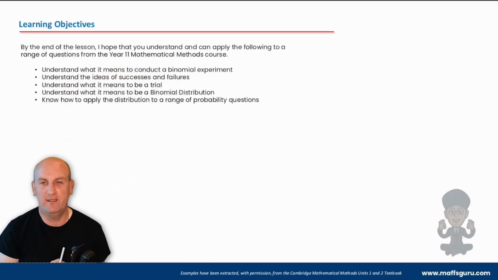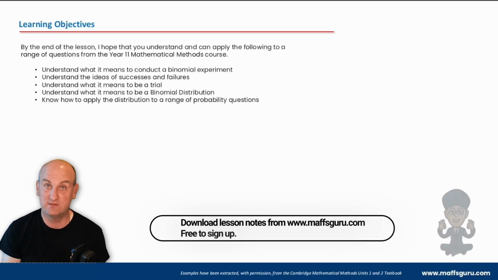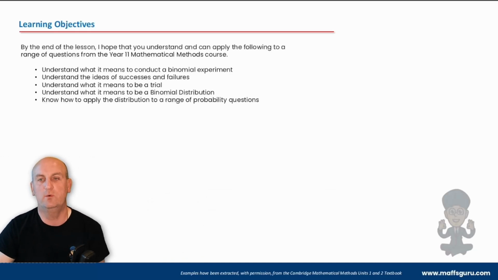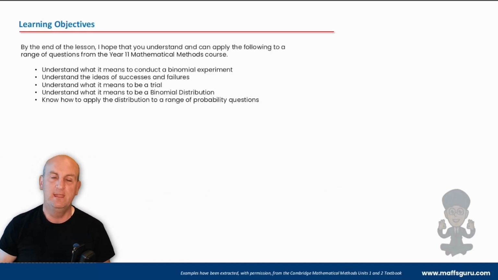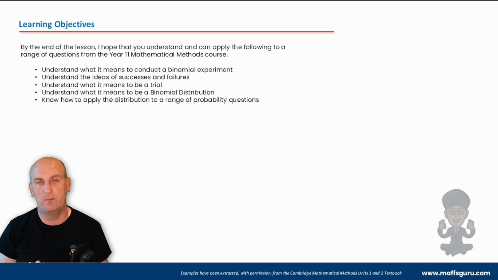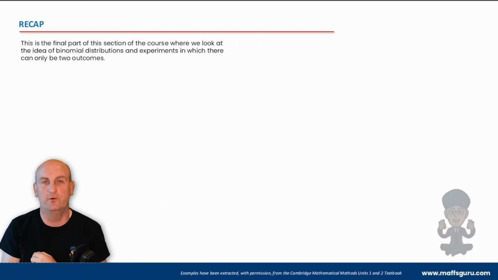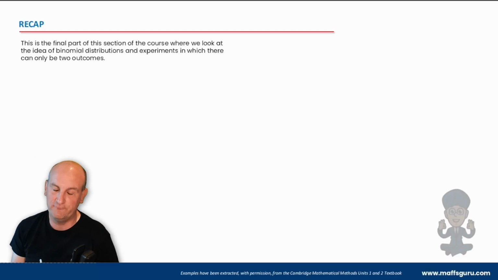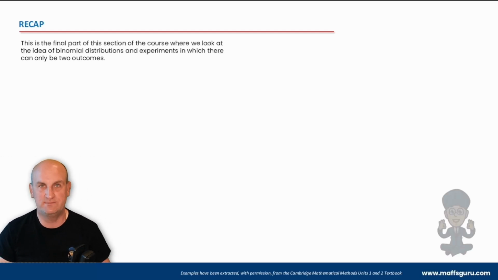Learning objectives behind me: understand what it means to conduct a binomial experiment, understand the ideas of success and failures, very important here, what it means to be a trial, what it means to be a binomial distribution, and how to apply this to a range of probability questions. I think it's going to be a little bit of a long video, probably half an hour, but there is a lot to cover, and it's massive for Methods 3 and 4. Don't worry if you are anywhere in the world and don't understand what I mean by Methods 3 and 4. The binomial distribution is pretty much universal, so this video could help.